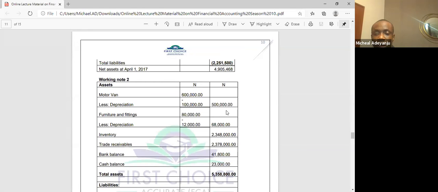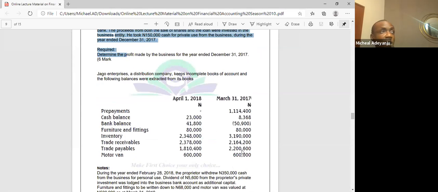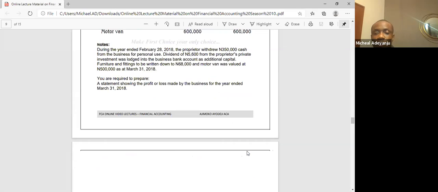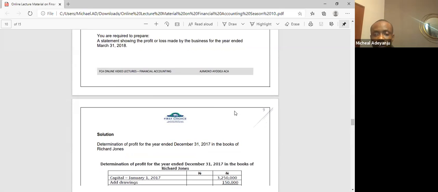So that's how we have our depreciation, because it has been depreciated. It was valued down to 500. Our furniture too, the same thing, 68,000 naira inventory. So by the time we add our assets together, we add our liability together, we subtract it, it's going to give us 3,250,000 naira.